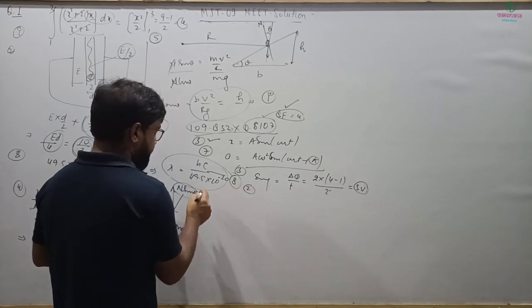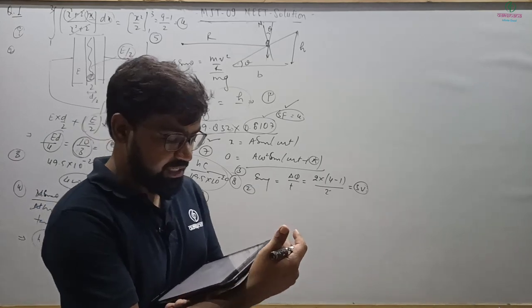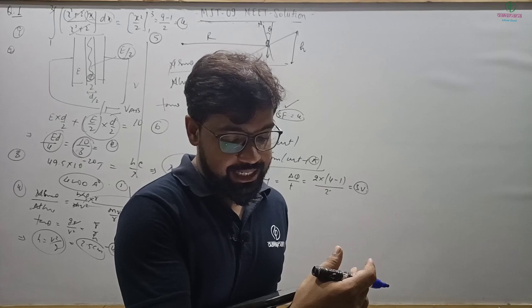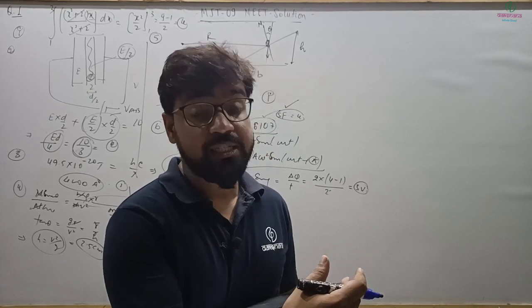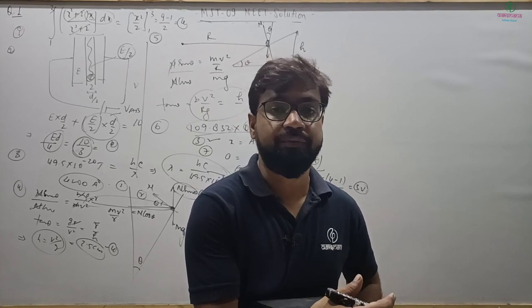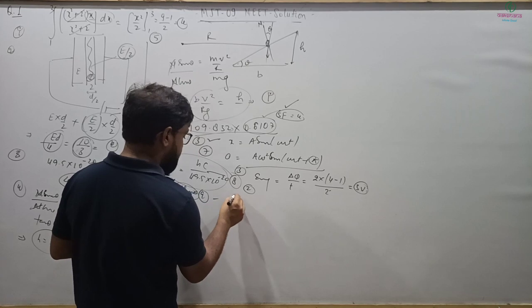Question number 9. The mass of a body measured by a physical balance in a lift at rest is found to be M. If the lift is accelerating upward with an acceleration A, its mass? You must be remembering that mass does not depend on the acceleration. Weight depends, but not mass, it will be still the same. So my answer is option number 3.